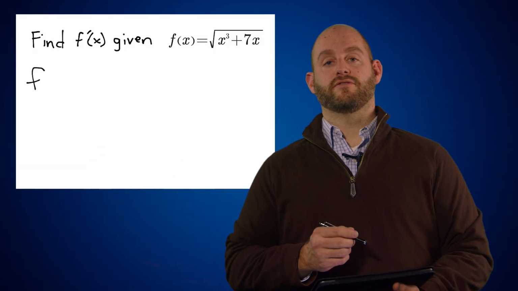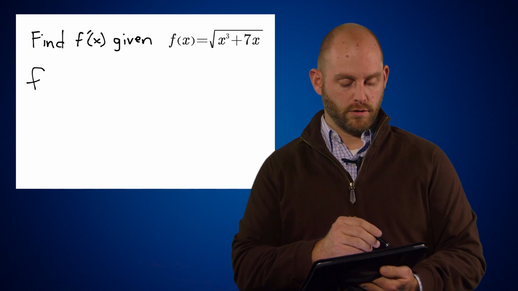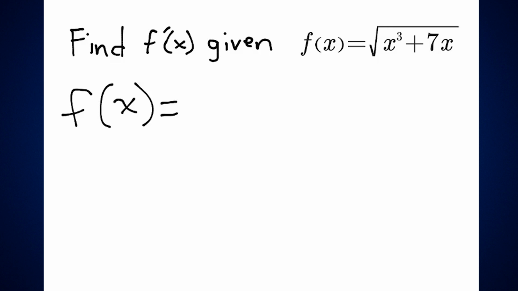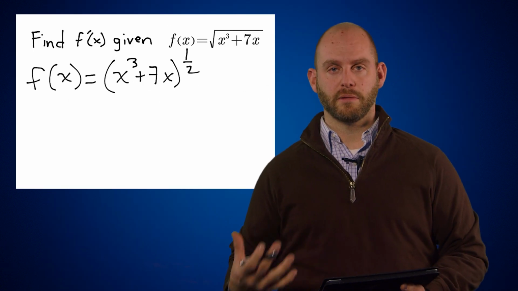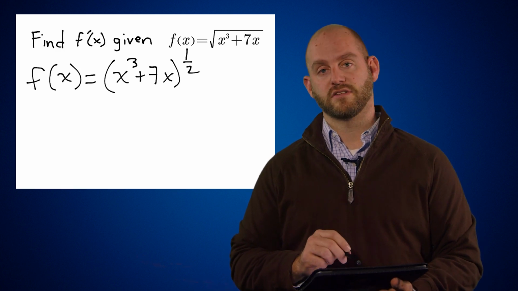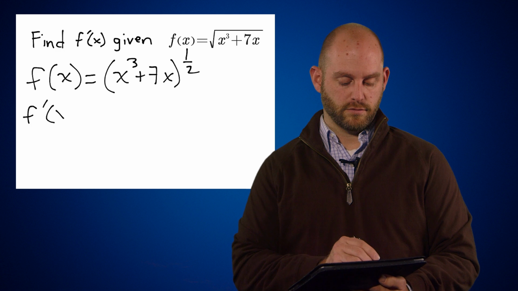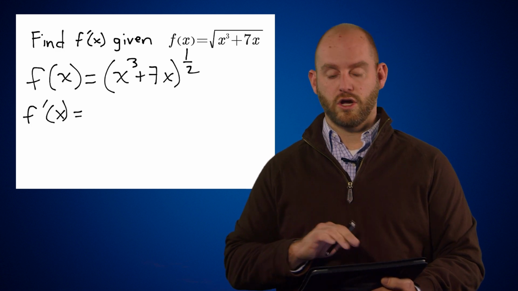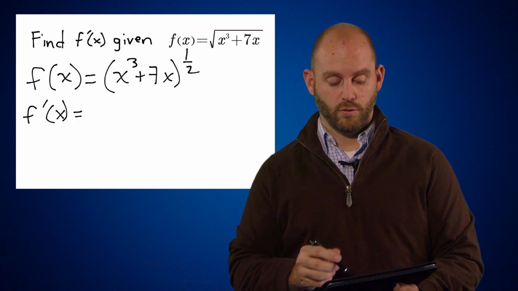So let's rewrite the function, instead of using the radical sign, using a power. So let's rewrite the function as f of x is equal to the quantity x cubed plus 7x to the 1/2 power. All right, so now it looks a little bit more like the power rule, or what we want it to look like. But we still have this inside function of x cubed plus 7x. So when we take the derivative, we're going to cover up the x cubed plus 7x with either our finger or our thumb or our hand, and we're going to do the power rule.